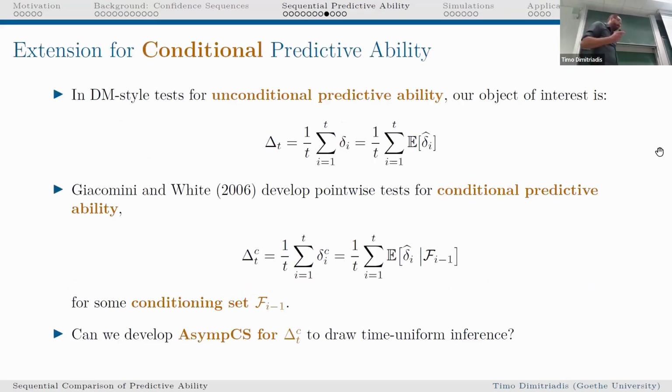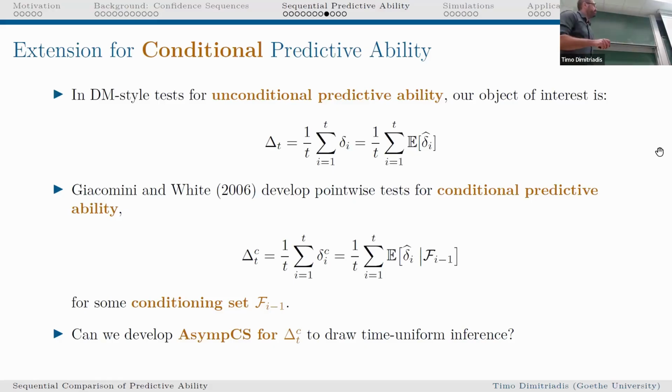All right. Now, I've shown you tests for unconditional predictability, and I would even argue that tests for unconditional predictability are more important than tests for conditional predictability. You might disagree. The reason is that most researchers actually apply tests for unconditional predictability, and even most people citing Giacomini and White for conditional predictability actually use unconditional predictability. So what do we do now?